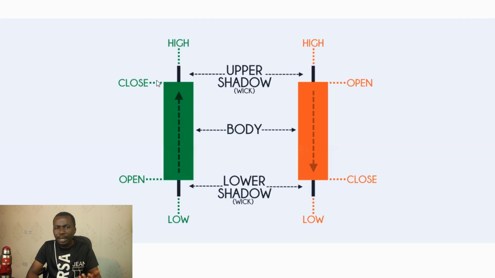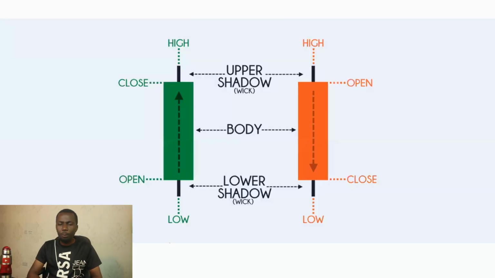We have the monthly candle, the weekly candle, the daily candle, and the hourly candles, like the 4 hour and the 1 hour. Then we have the minute candles: the 30 minutes, 15 minutes, 5 minutes, and 1 minute. The 1 minute is the smallest candle. Each time a candle closes, a new candle is formed. So it depends on the time frame that you are trading.